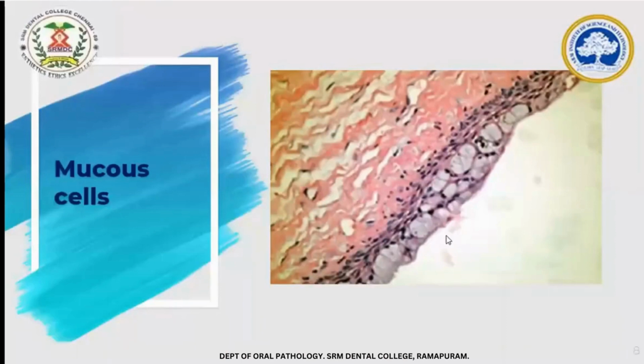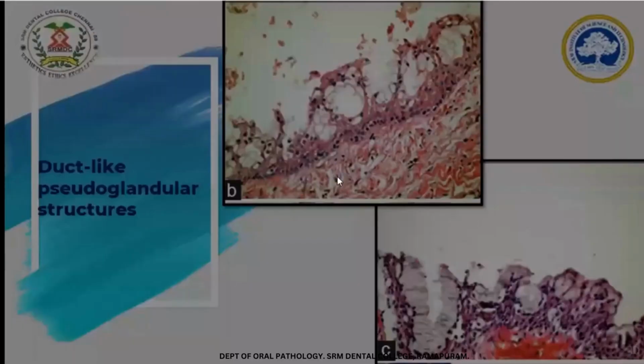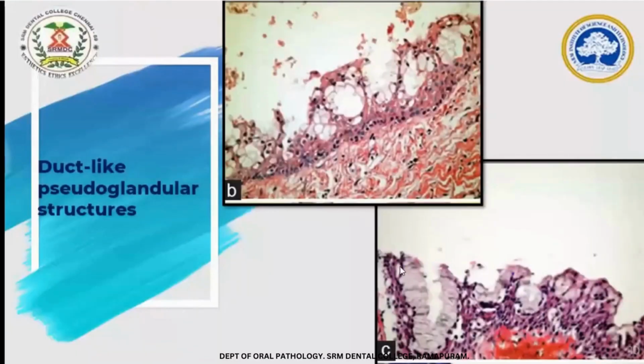Then moving on to the mucus cells. You see these mucus cells in the superficial cystic lining epithelium. As I said, this lining epithelium may be of varied thickness with all these presentations. These are the hobnail cells. See, they are eosinophilic cuboidal or columnar cells with a prominent nucleus. These are the hobnail cells that you will see in the superficial layers of your lining epithelium. And these are the glandular features, duct-like pseudoglandular features.